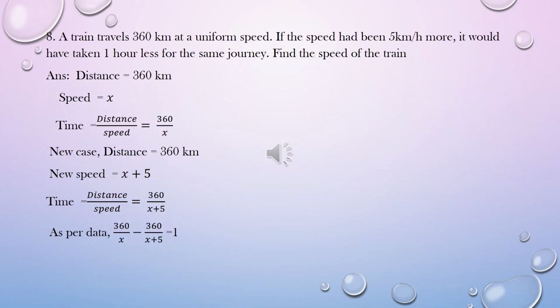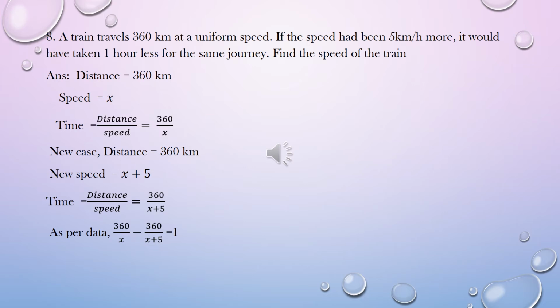Question number 8. A train travels 360 km at a uniform speed. If the speed had been 5 km per hour more, it would have taken 1 hour less for the same journey. Find the speed of the train. Here in the question, they are asking to find the speed of the train. So let us assume the speed of the train is equal to x.